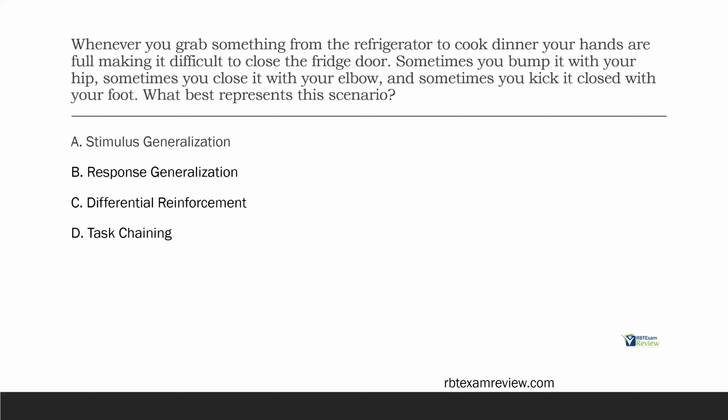There's no chain going on, okay? If we are looking at how you're cooking dinner and the steps you take to cook dinner, maybe. But this is not a task chain. Differential reinforcement. Are we putting one behavior on extinction and reinforcing another? No, right? We're just looking at the behavior of you kicking the door closed or bumping the door closed. There's no differential reinforcement going on. So that leaves us with stimulus generalization and response generalization.